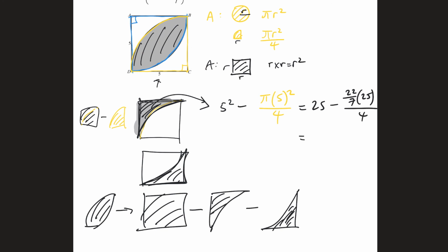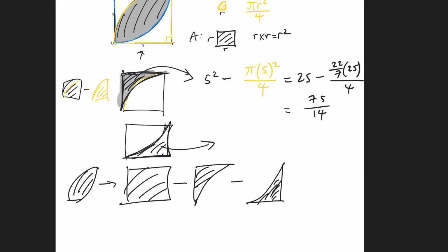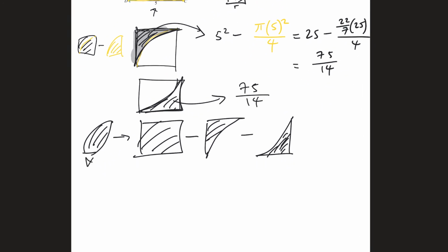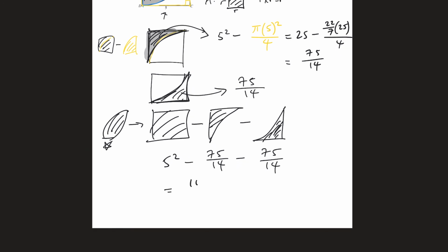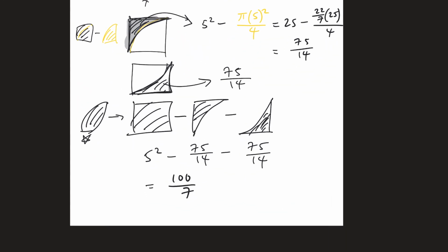And this gives me 75 over 14. I'm leaving it in fraction form. Okay, so this is also going to be 75 over 14. And then finally, I can solve for this part, which is the area of the shaded region, which is 5 square, subtract away 75 over 14, subtract away another 75 over 14. And what I get is 100 over 7. And that is the area of the shaded region. And since it's cm, you can say this is cm squared. There we go.